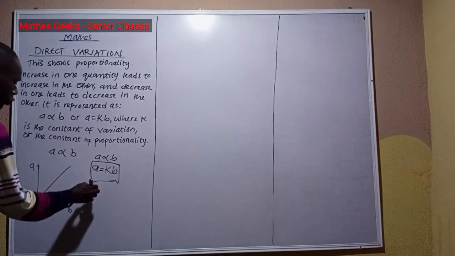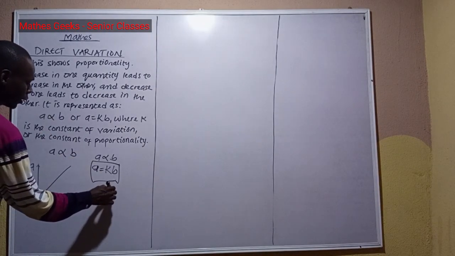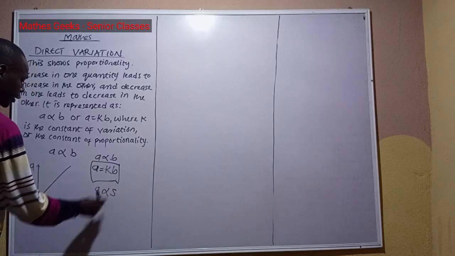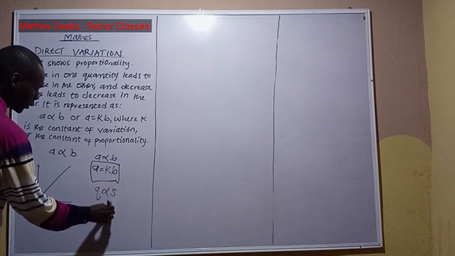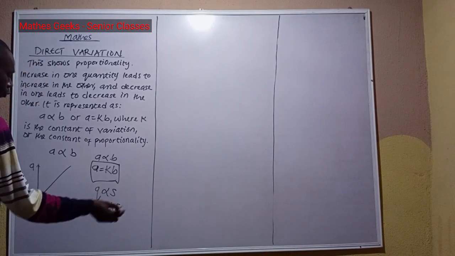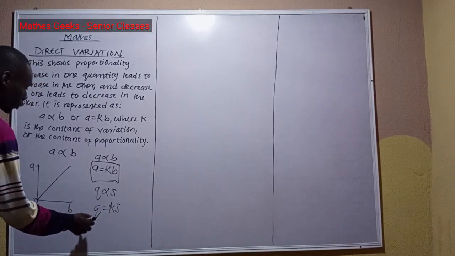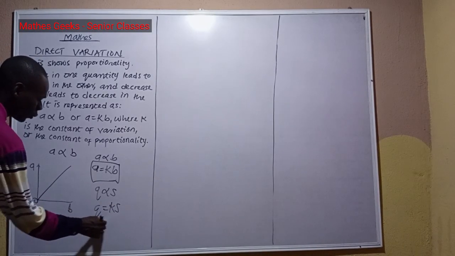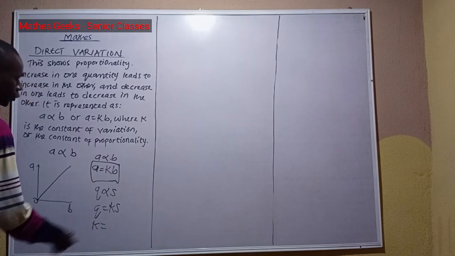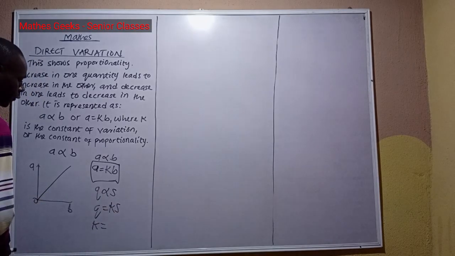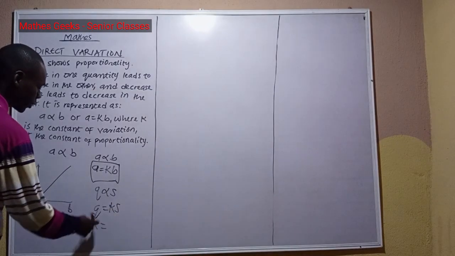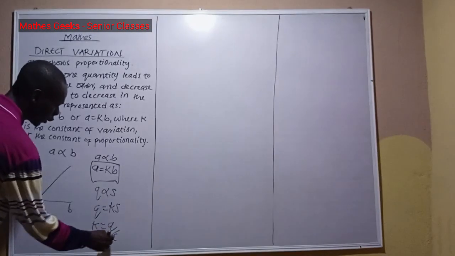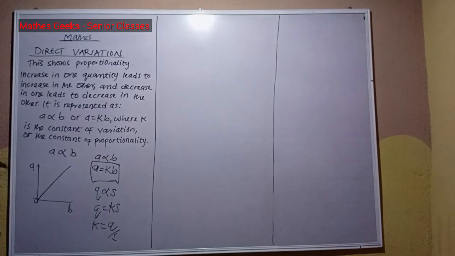It can be Q varies as S. If Q varies as S, that means Q is equal to KS when you introduce the constant K. First of all, in most questions, you would need to look for the value of K. How do you do that? You make K the subject of the formula. You divide both sides by S, so K is Q over S. This way you find the value of K.